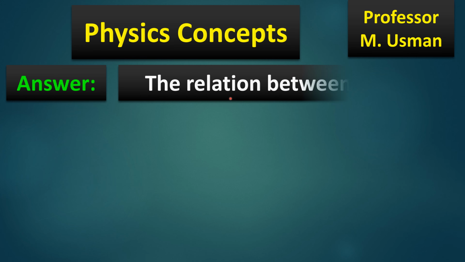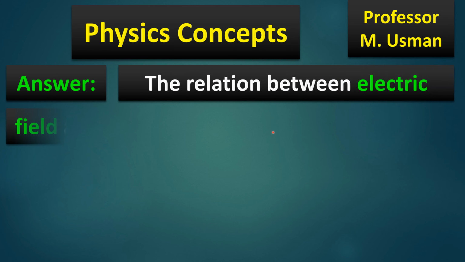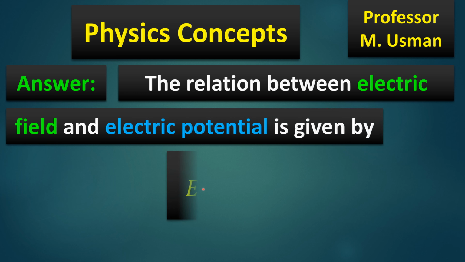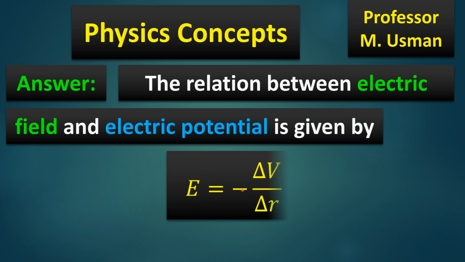As we know, the relation between electric field and electric potential is given by E is equal to minus delta V over delta R. Here E represents the electric field, delta V represents change in potential, and delta R is the distance between 2 points, and delta V is the change in potential between those 2 points having the separation delta R.